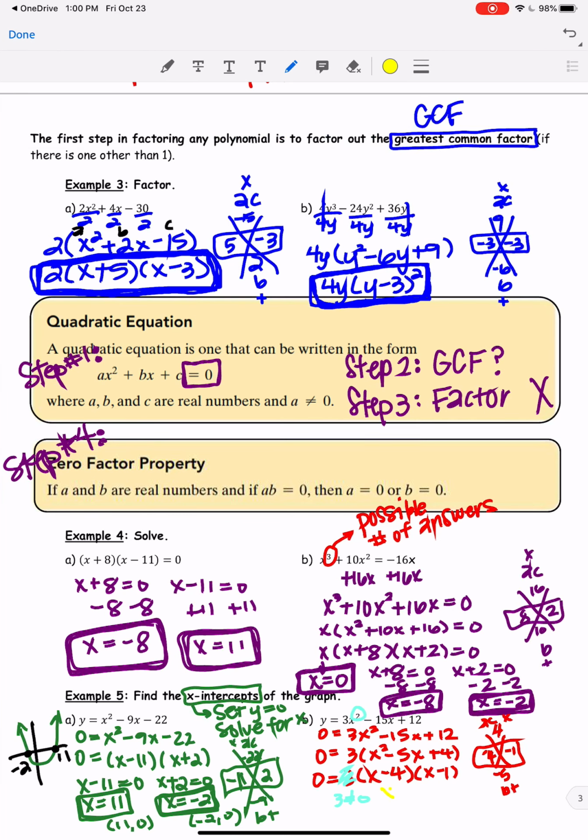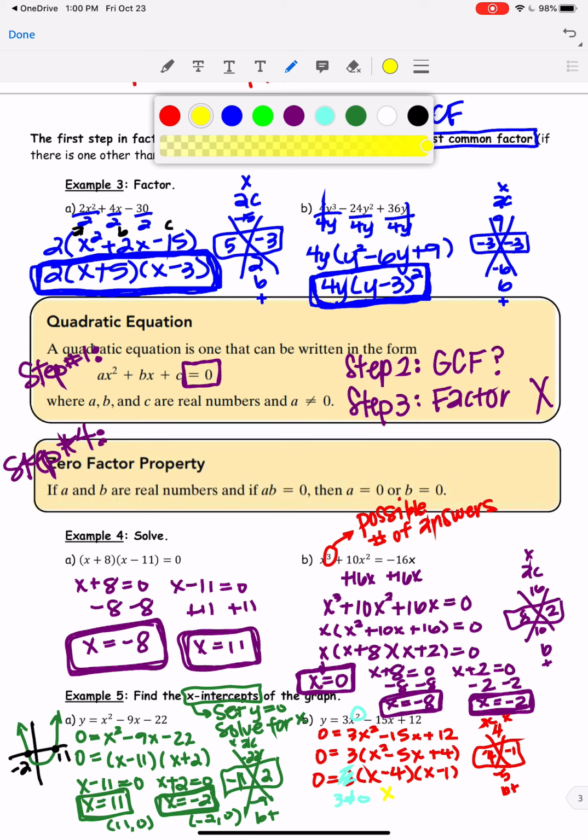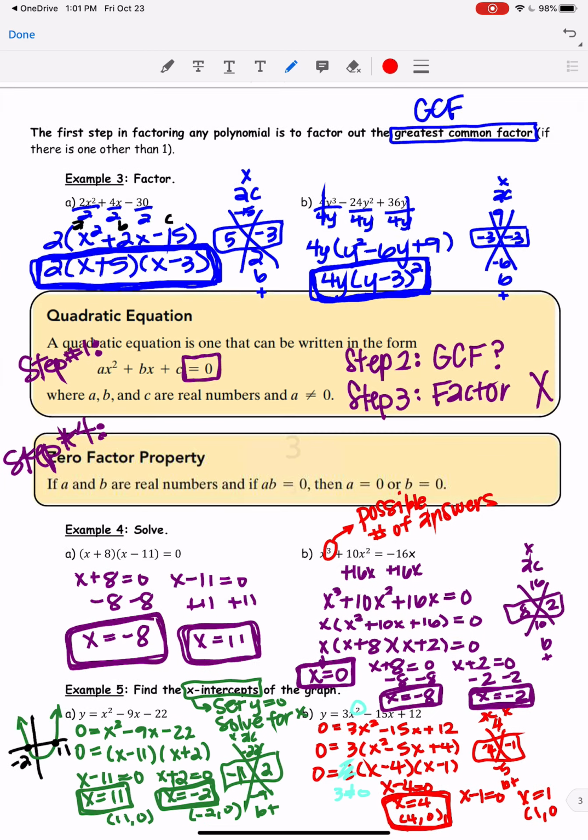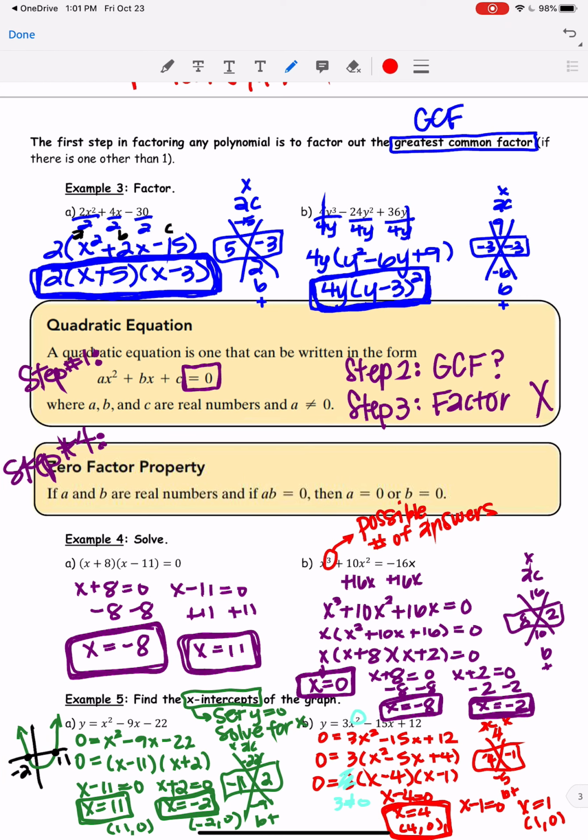So I'm going to set x minus 4 equal to 0 to get x is 4. And if they want that as an ordered pair, that's 4 comma 0. And we've got x minus 1 equals 0. So that's going to give me x equals 1, or as an ordered pair, 1 comma 0. Definitely ran out of room there. Sorry about that.